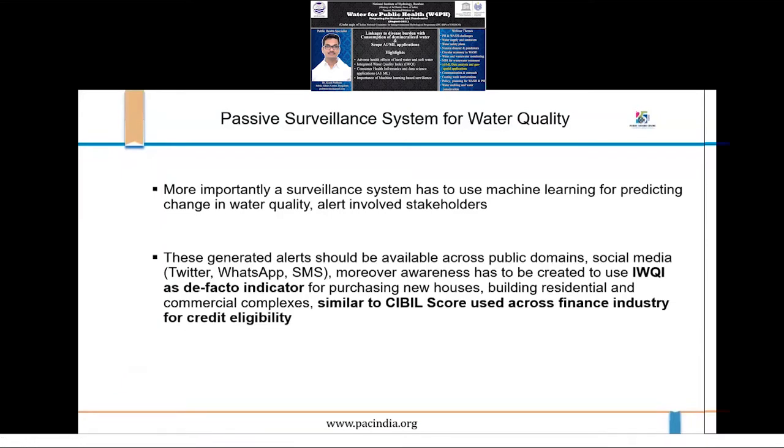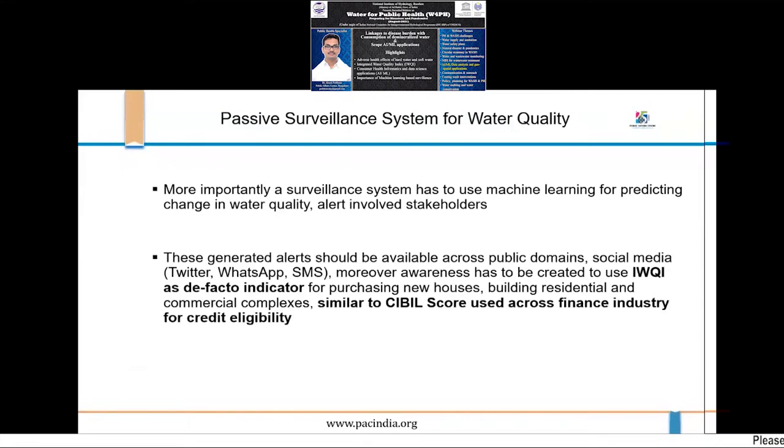Like FSSAI has its own surveillance system for food safety. However, the system is limited to certain factors, certain foodstuffs, certain geographies, and certain seasonalities. However, if we want to develop an index which is actually available across India, or, for the sake of a pilot study, for one specific geography, it should be real time, and it should be linked with the data coming from our water purifiers, from our municipal suppliers, and also from the industries which sell bottled water.